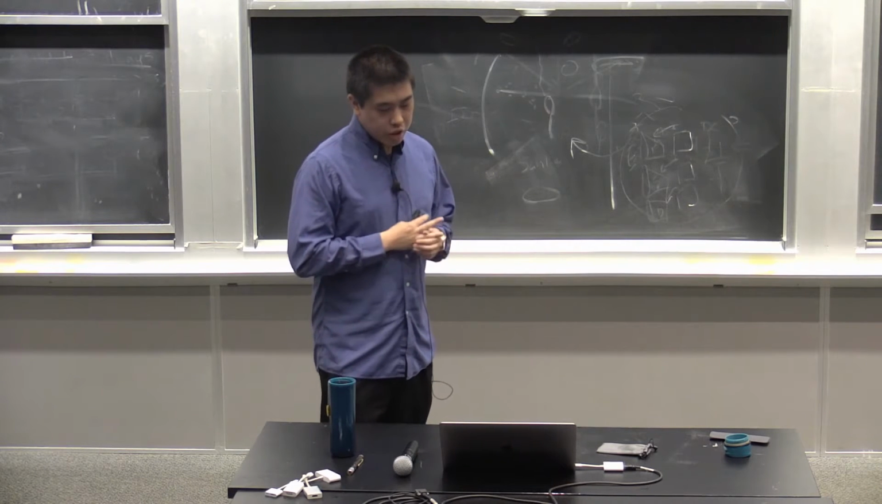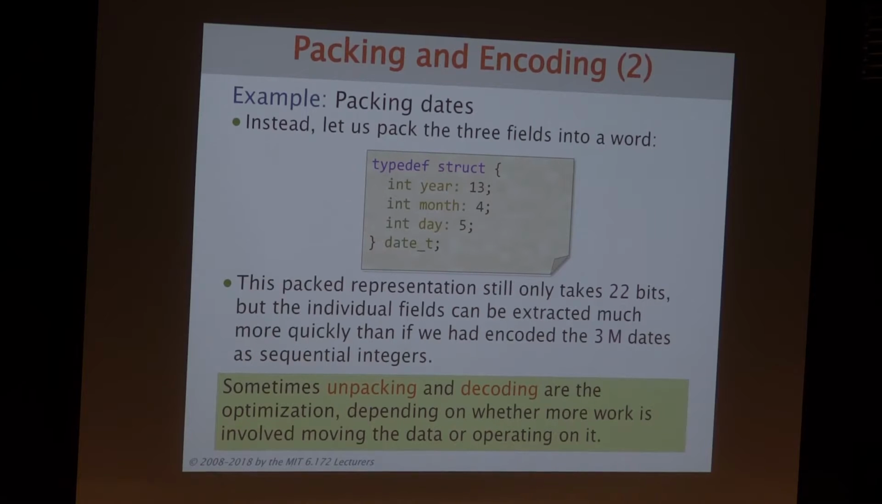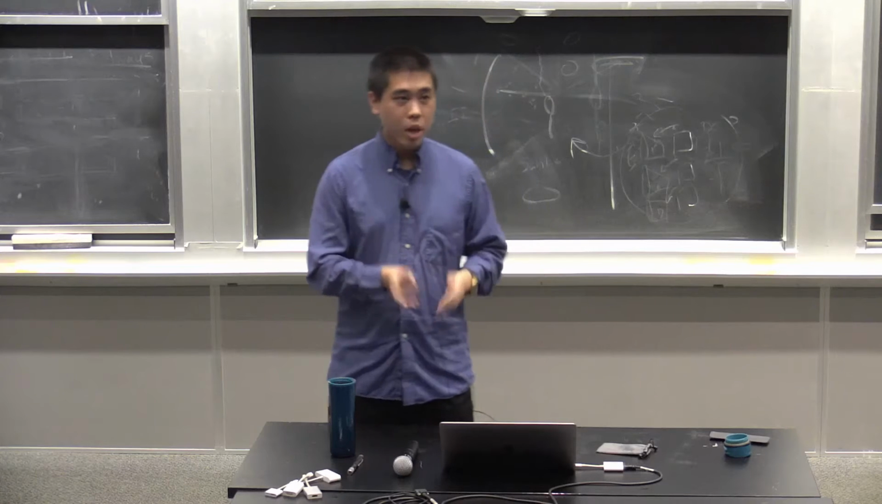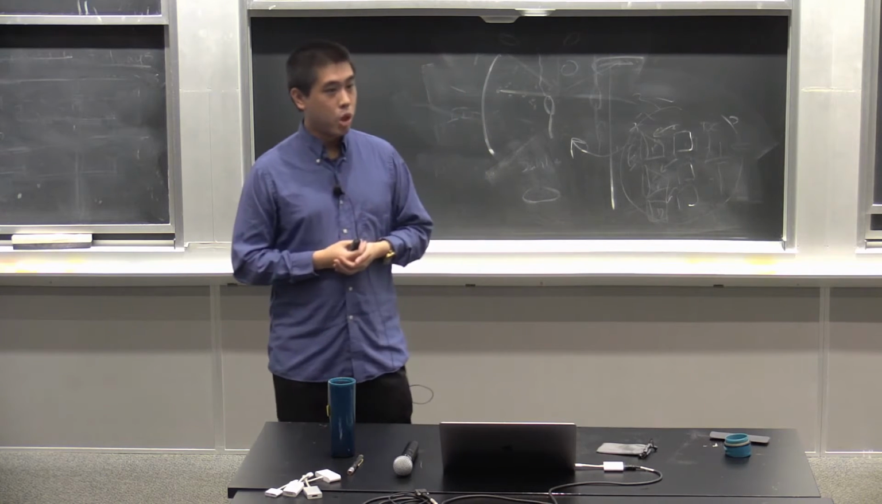Another point is that sometimes unpacking and decoding are the optimization, because sometimes it takes a lot of work to encode the values and to extract them. So sometimes you want to actually unpack the values so that they take more space, but they're faster to access. So it depends on your particular application. You might want to do one thing or the other. And the way to figure this out is just to experiment with it.